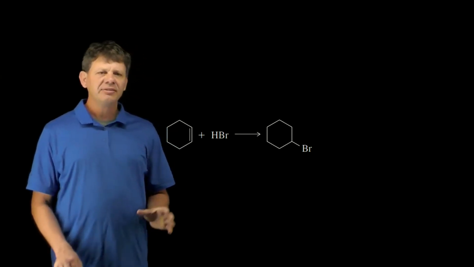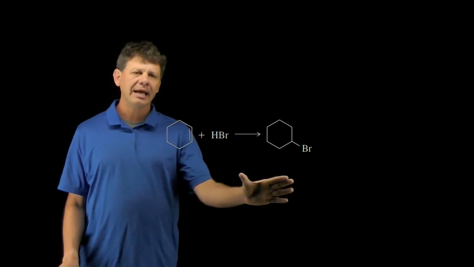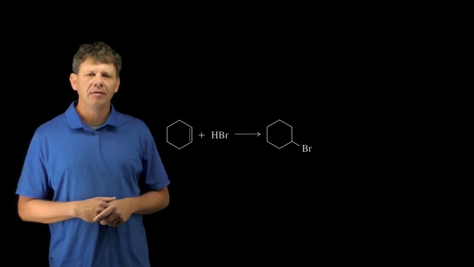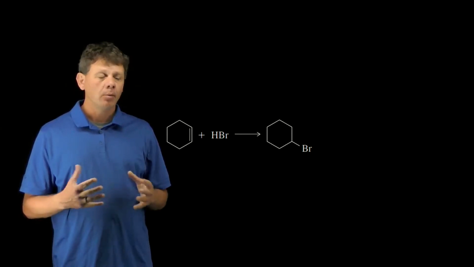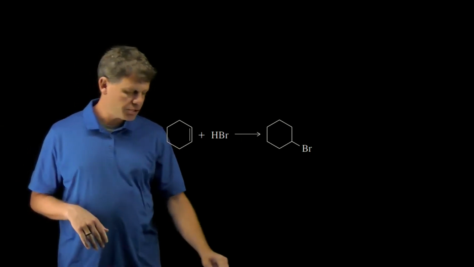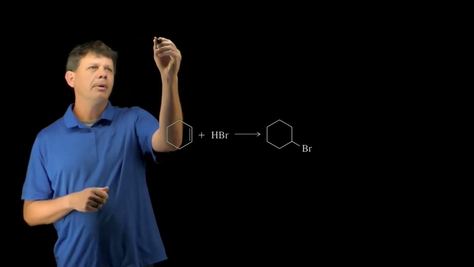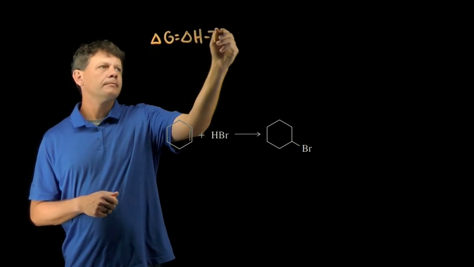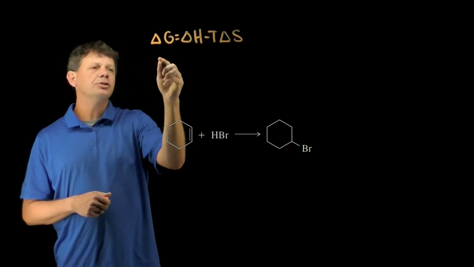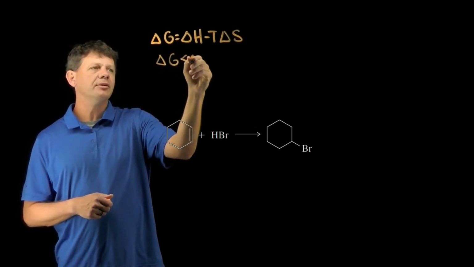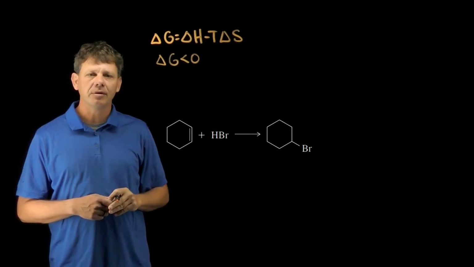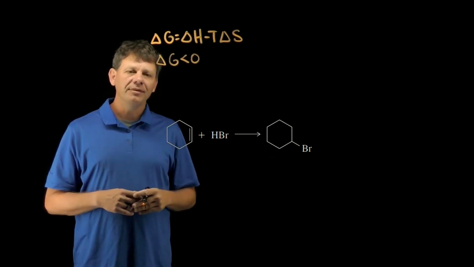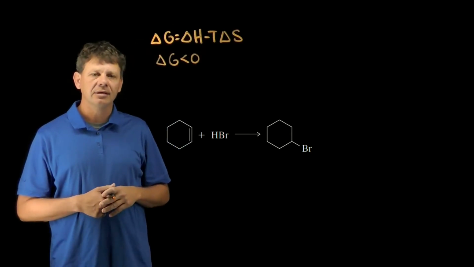This assessment asks us, if the following reaction is favorable, what can we say about the sign of delta H? Well, if we know that delta G equals delta H minus T delta S, and that delta G must be less than 0 since the reaction is favorable, what we're really asking to do is to make an estimation of delta S and compare that to delta H.